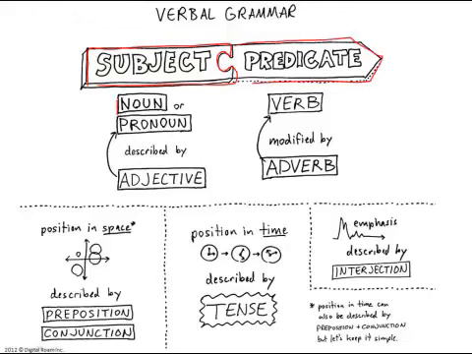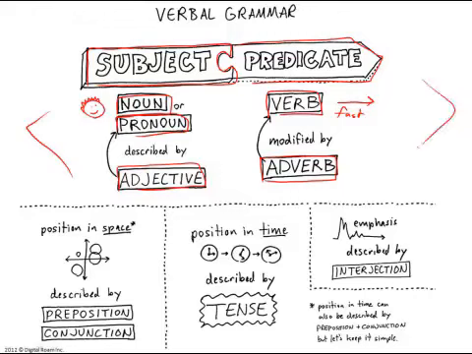The subject is a noun or a pronoun. This is the person or thing that's doing it. The predicate is the verb. This is what's happening. These nouns can be modified by adjectives. So for example, this is a hairy person. This verb is modified by an adverb to say this is a fast verb. That's the basics of our sentence.